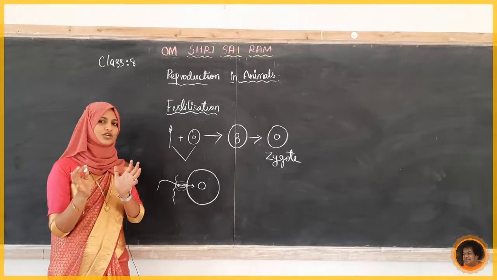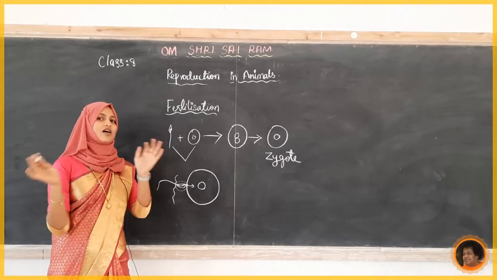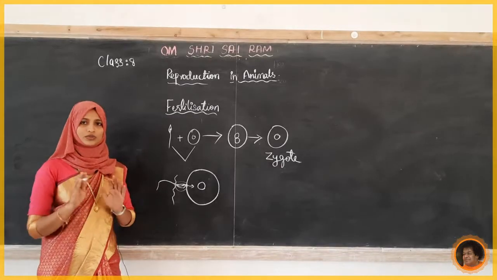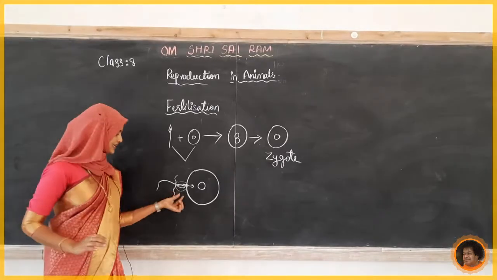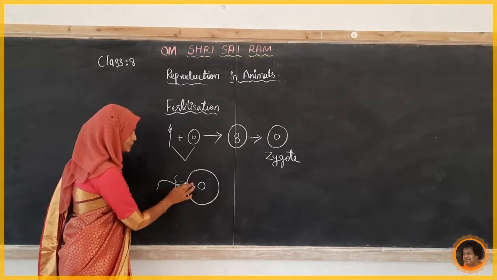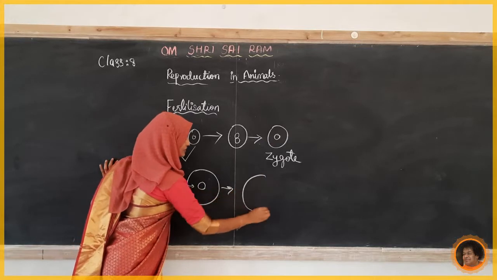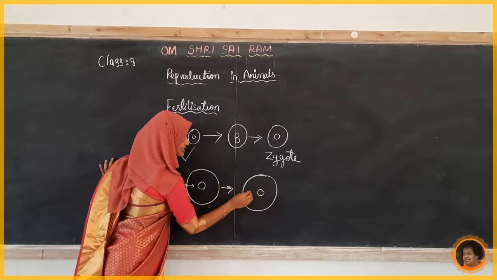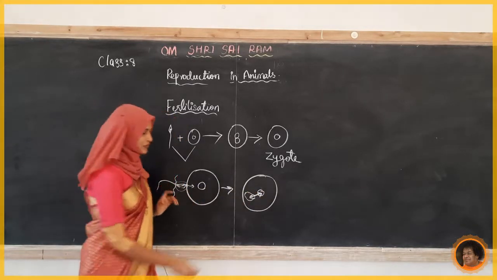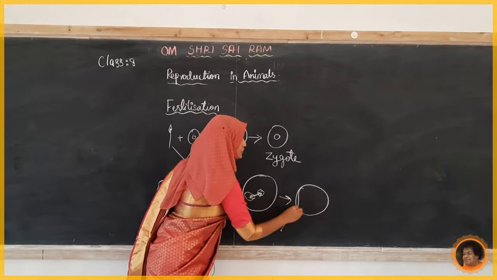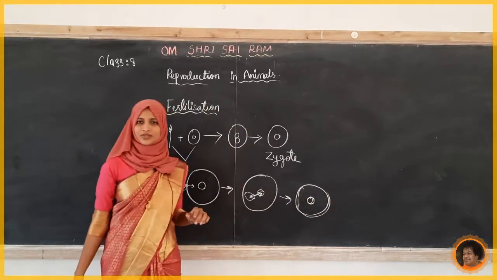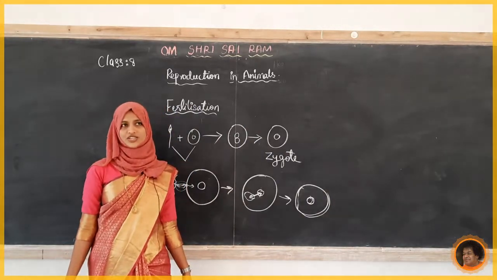Only the head portion contains all the genetic material, all that the nucleus means, all the necessary things are in the head. So it is going to fuse into this one. What happened later? The head portion of the sperm enters here. Immediately these two are going to fuse. See, it is going to fuse into one.